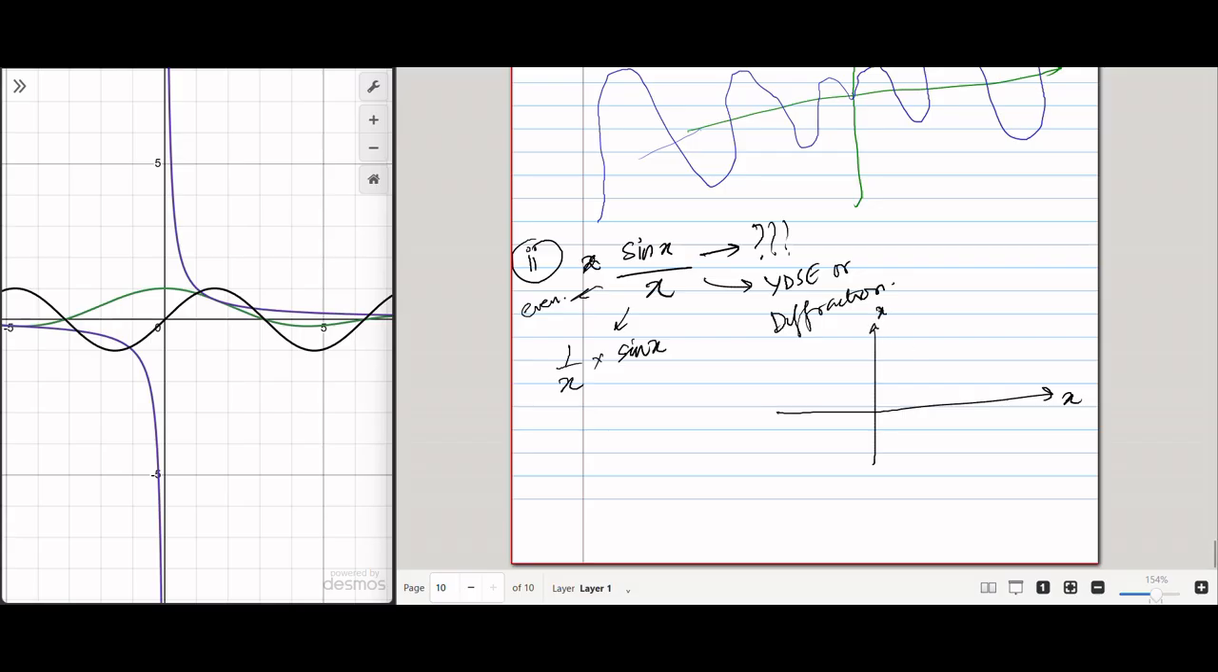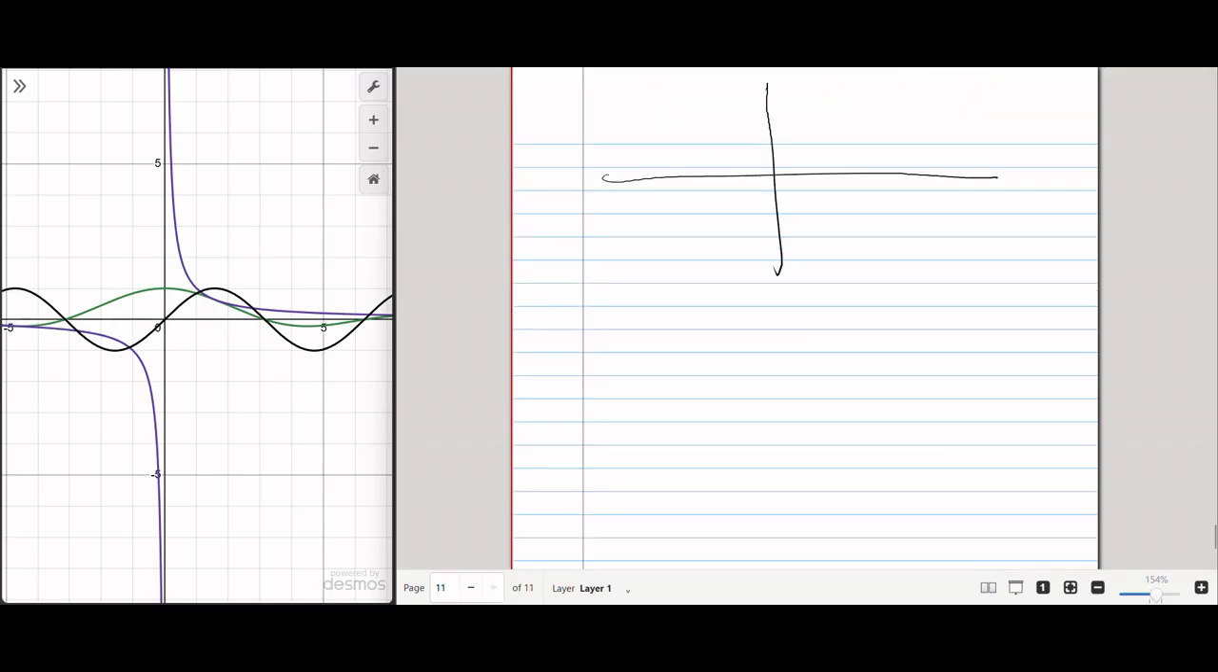So how does the 1 by x graph look like? It looks like this. And how does sine x look like? It looks like this. So what we'll get is something that looks like this. It decays in amplitude. This is 1 by x, not exactly this, but you get how it behaves.